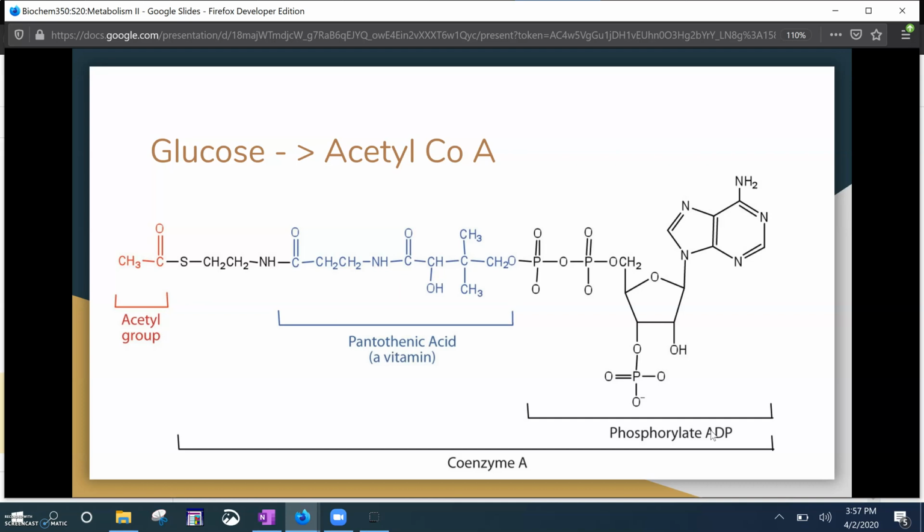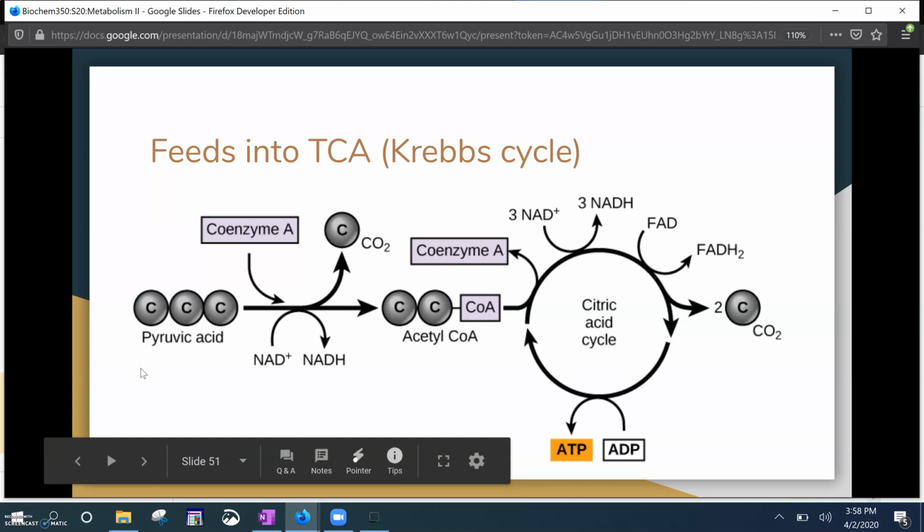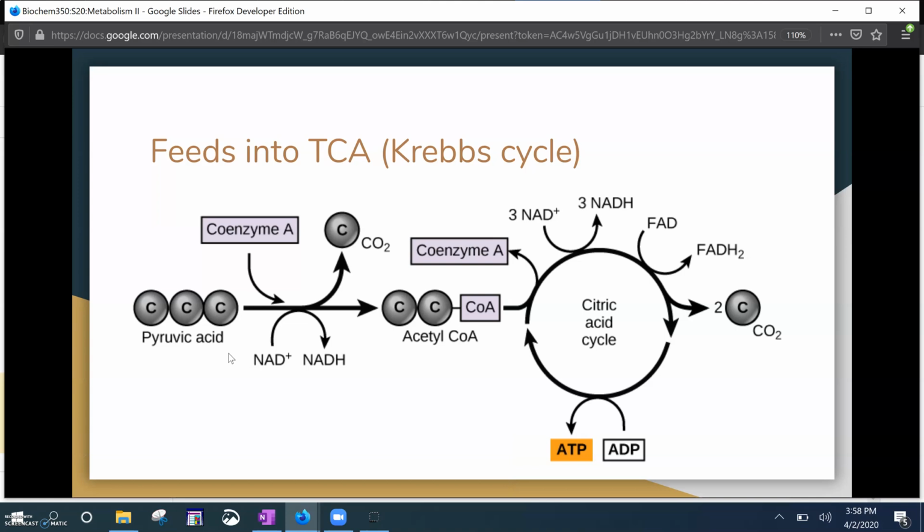This is what acetyl-CoA looks like. It's the acetyl group on the end here. It has this pantothenic acid vitamin in the middle, and it has this phosphorylated ADP on the end. And this whole thing together is called acetyl-CoA. So we have pyruvic acid, and it joins up with coenzyme A to make this acetyl-CoA, and then it will feed into the citric acid cycle and generate more ATP and more energy.